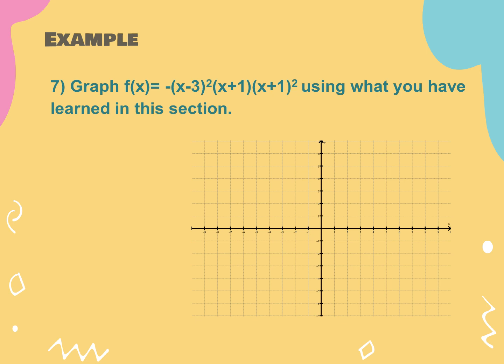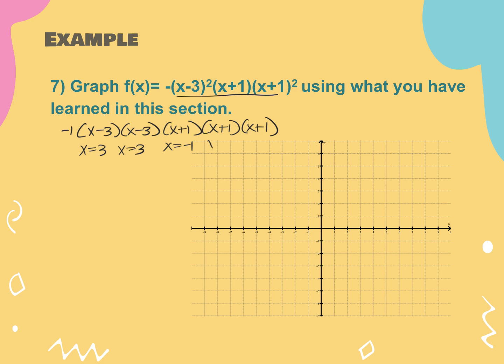Now this one here is a little bit weird because it's already been given to you in factored form, right? They factored it already for you. So what this is really saying is that this function is negative 1 times x minus 3 times x minus 3 times x plus 1 times x plus 1 times x plus 1. So they want me to graph it. My solutions are x equals 3, x equals 3, x equals negative 1, x equals negative 1, and x equals negative 1.